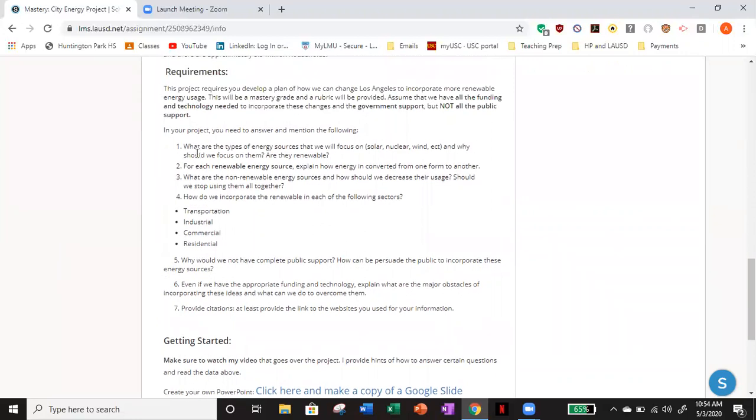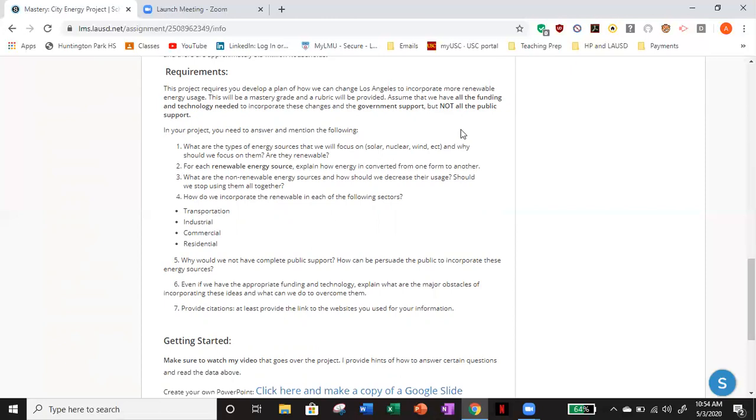First, what are the types of energy sources that we focus on for our city? They can be solar, nuclear, wind, etc. And why should we focus on them? And explain whether or not they're renewable. You should know by now that solar and wind are renewable. We have to explain why they are renewable.